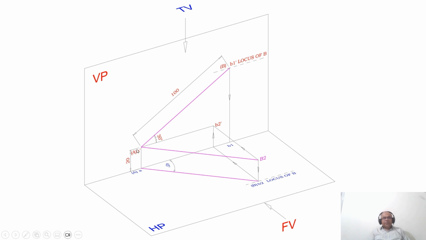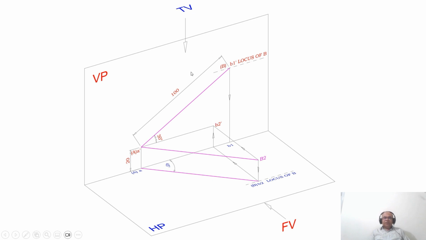Now we have the front view, that is A dash B1 dash. To this I need to write the top view. How to write the top view? I have to look from the top. Why? Because you have the front view, A dash B1 dash. What is the top view of this A dash B1 dash? The top view of this A dash B1 dash is A B1.